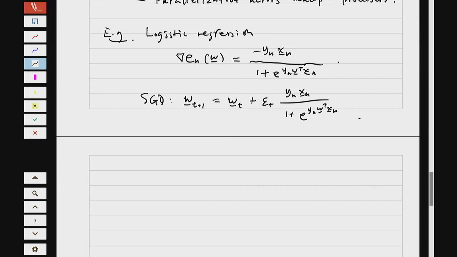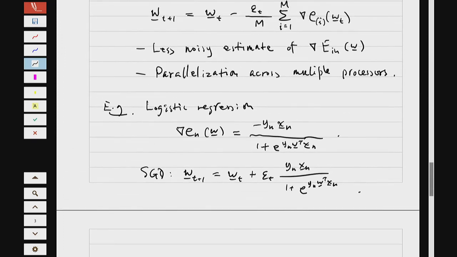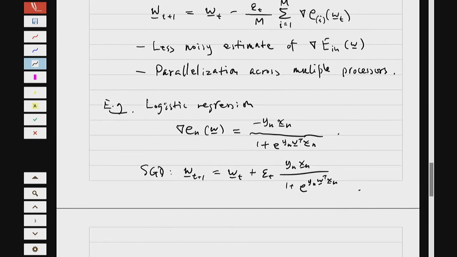Sorry, you said that parallelization across multiple processes is possible. Is that not possible with the full batch GD? Of course, it's possible. Except that you wouldn't have millions of processors at the same time. So usually you pick m to be maybe equal to the number of processors.